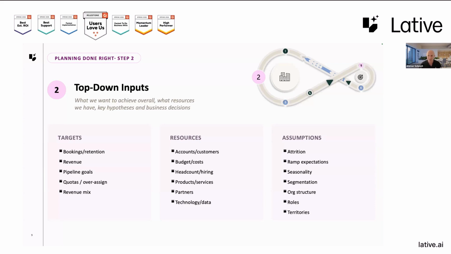What's the seasonality? Of course, there are targets you need to hit throughout the year on percentages of when you expect that revenue to come in. Again, align with finance on this, because it's really important so that finance can make sure that they can operate the plan in the best way. Segmentation of customers, org structure, roles, territories. So lots of pieces to think through when you think about your top-down inputs.